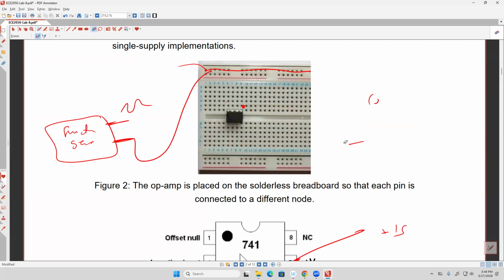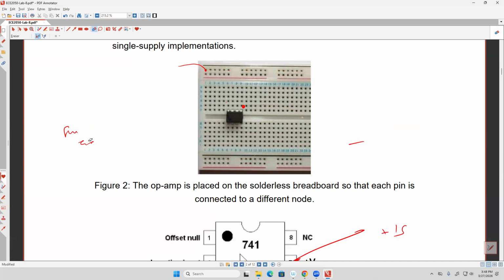So what I told you here, it's a very good habit just to make one. Here, what you can do is make this column, for example, this one is a ground. I'm going to make this one like positive 10 or 15, whatever it is, and then I'm going to make this one like negative 10. Okay.